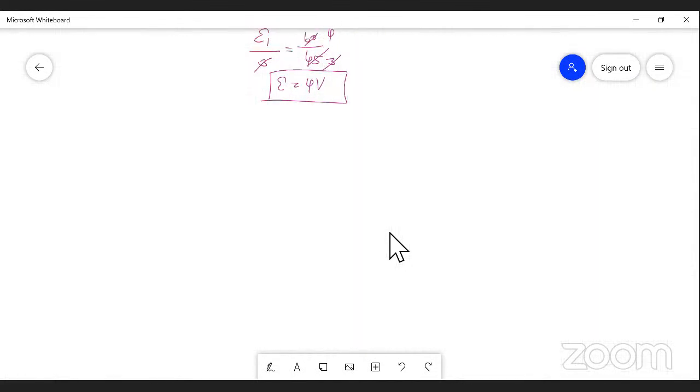Question number 3. A 2 volt battery, a 15 ohm resistor, and a potentiometer of 100 centimeter length all are connected in series. If the resistance of the potentiometer wire is 5 ohm, then the potential gradient of the potentiometer wire is. We are not speaking about the secondary circuit.